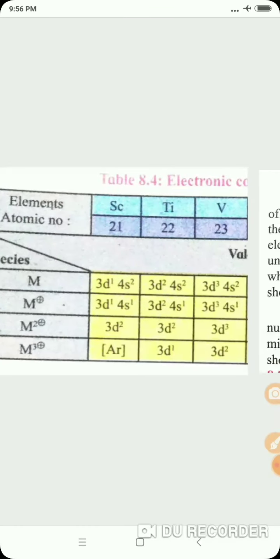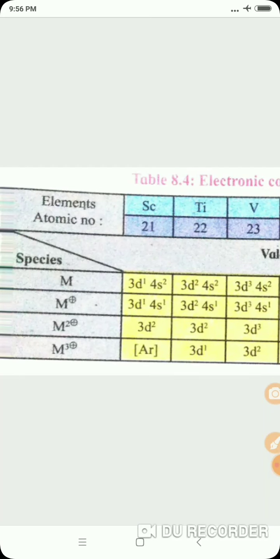See the example. The first element is scandium, having atomic number 21. M stands for the metal atom. See, the species given are M+, M2+, M3+. M stands for the metal atom having electronic configuration 3d1 4s2. This is the valence shell electronic configuration of scandium. Now the next column, M+.